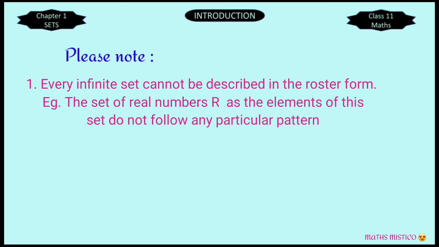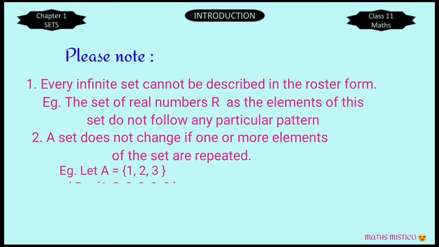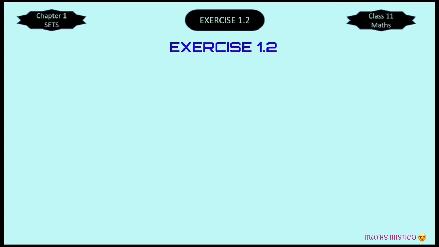Number 2, normally we don't repeat any element in the roster form, but even if there is a repetition, the set does not change. Like if A is equal to {1, 2, 3} and B is equal to {1, 2, 2, 3, 3, 3}, then we will say that A is equal to B because they have the same distinct elements. So now let us discuss the exercise 1.2 based on these concepts.